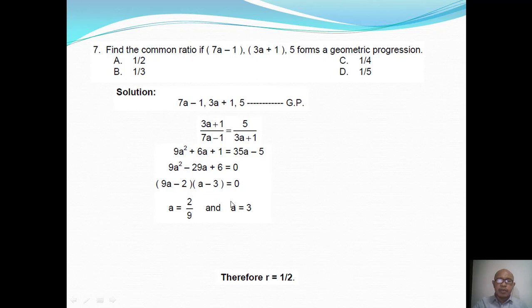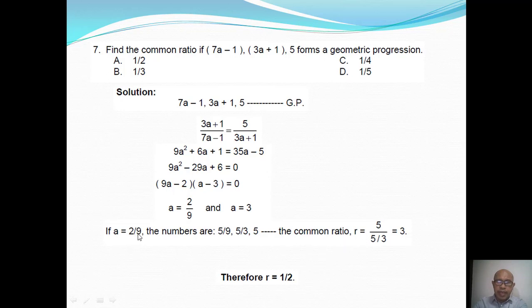So if we solve for the common ratio with the value of a substituted: if a is 2 over 9, then the numbers are 5, 5 thirds, 5 ninths, and the common ratio is 1/3. If we use a equal to 3, the numbers are 20, 10, 5, and the common ratio is equal to 1/2. So in the choices, the value of r there is 1/2. So we have the answer.